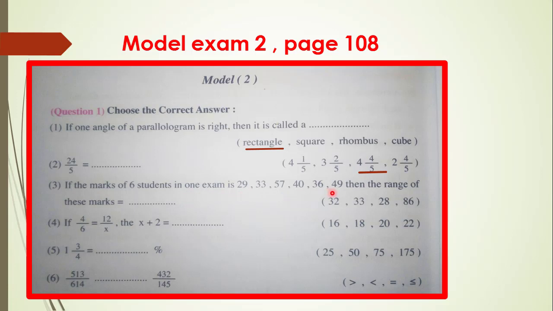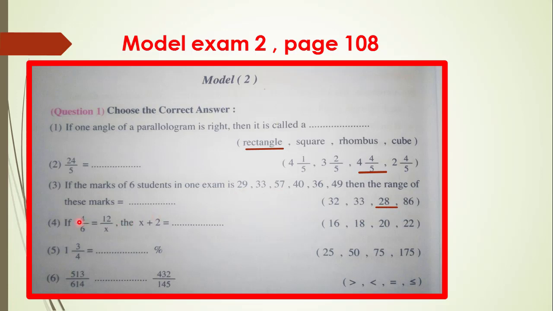Number 3, if the marks of 6 students in one exam is 29, 33, 57, 40, 36, 49, then the range of these marks, we all know the range equal maximum value minus minimum value. The maximum value here is 57 and the minimum value is 29. So the difference between them, 57 minus 29, is 28.